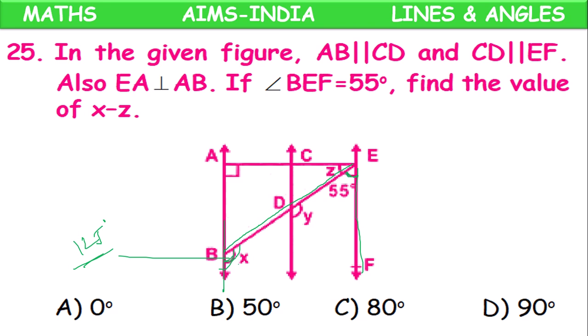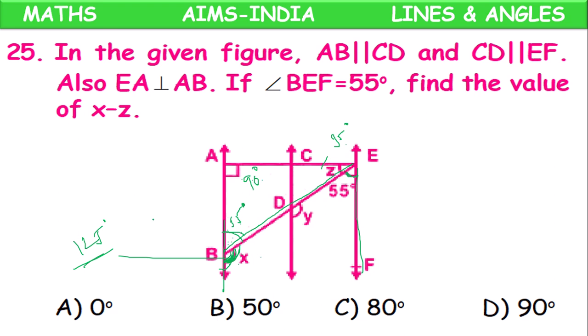Next one. If this is 125, what about this part? This part will form a linear pair. If this is 125, this part will become 55. This part will become 55 and this part is a right angle, 90 degrees. So now Z, 90, 55 are in a triangle whose sum is 180. 90 plus 55, 145. So Z value will be 35.